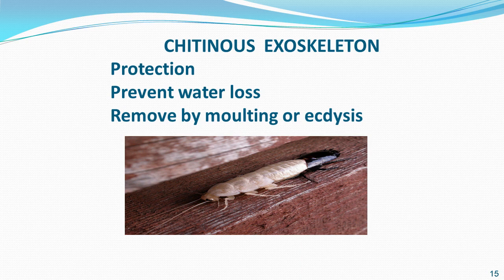Okay, but this exoskeleton will be removed during metamorphosis or during the life cycle, right? The periodic removal of this exoskeleton is known as molting, or we can say ecdysis. The figure displayed here clearly shows how it removes the exoskeleton from its body, right? Okay.